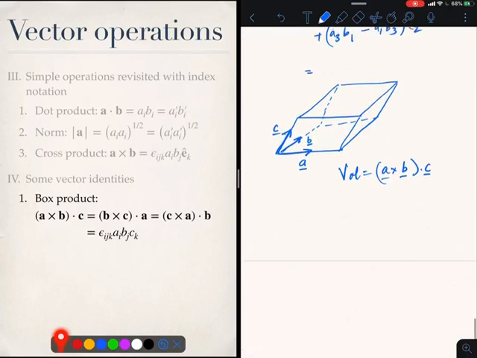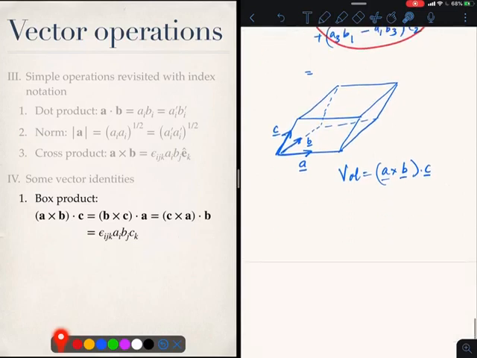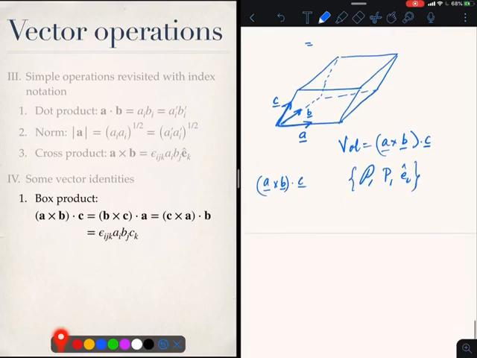So how do you compute it? We can spend our time doing these kind of manipulations, or we can simply use index notation. So let's do that. So a cross b dot c. Okay, so let's pick a coordinate system, let's pick e_i. So in this coordinate system, let's write down a as a_i e_i, b as b_j e_j, and c as c_k e_k.